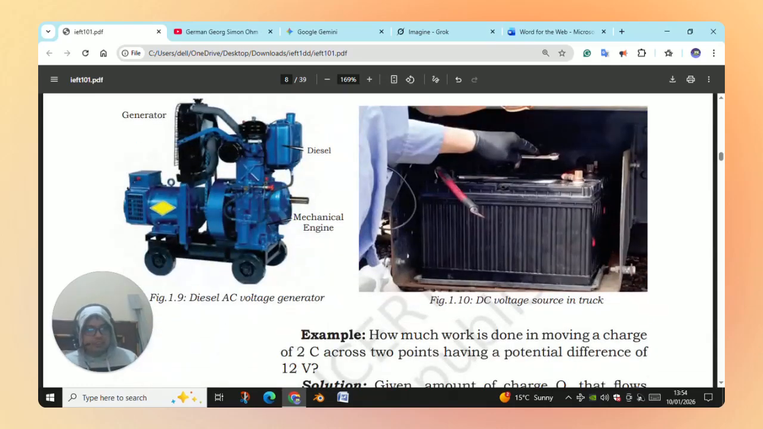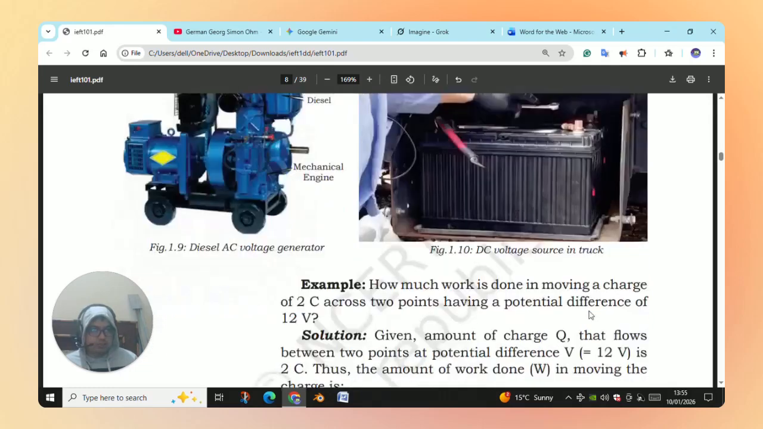Diesel AC voltage generator, that is mechanical engine, diesel tank generator, DC voltage source.